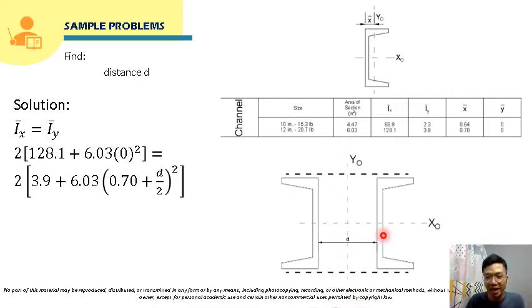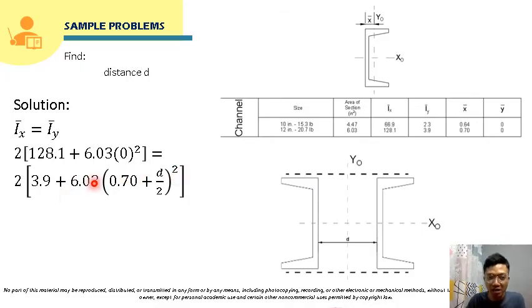Again, for the Y-centroidal moment of inertia of each channel from the table, that is 3.9. The centroid of this channel is here, so there will be a distance from the reference axis. So we will need to transfer. This distance from the centroid of the channel to the reference axis, which is the Y-centroidal axis, will just be half of D over 2, and then this distance. From the figure, this is actually X bar, so this is 0.70. So 0.70 plus D over 2. That will be the distance that we need here.